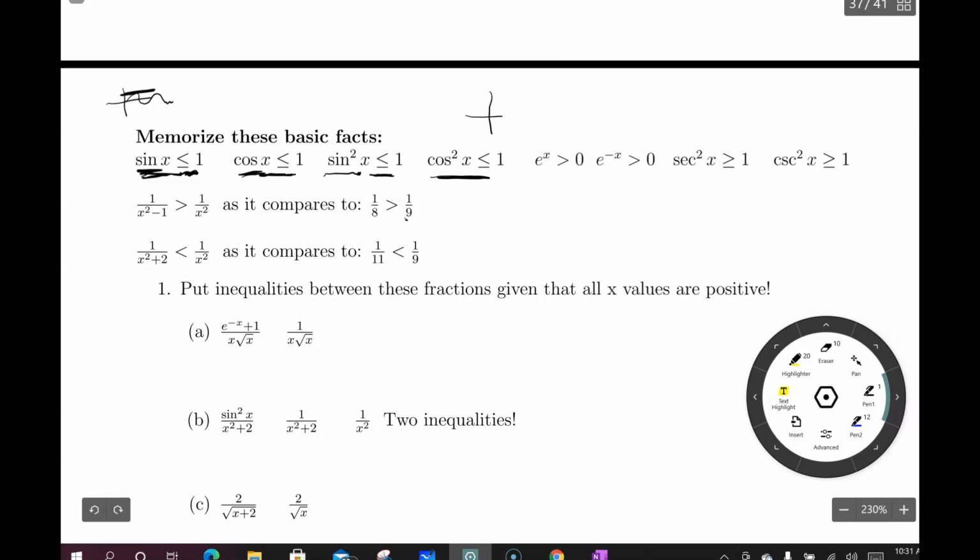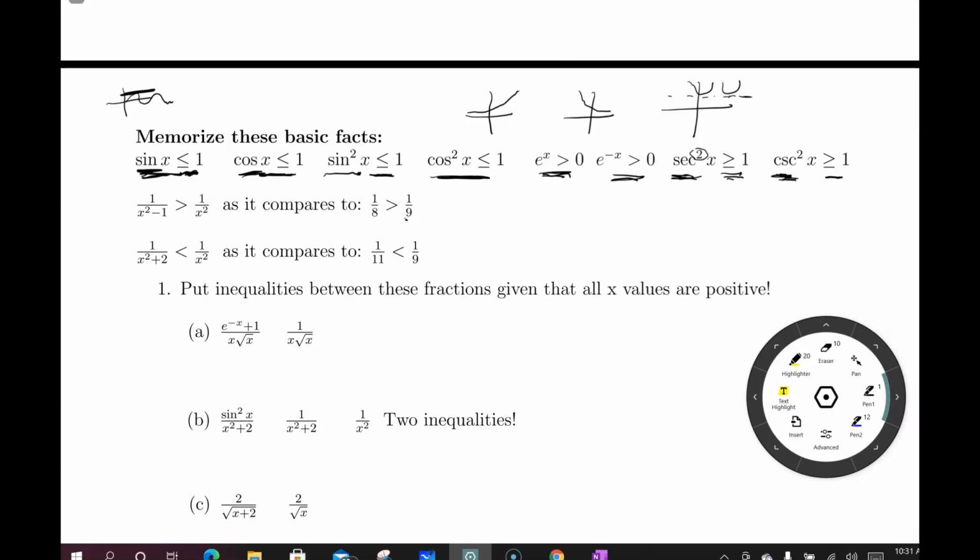So e to the x, let's think about the graph of e to the x. It's always bigger than 0, as is e to the negative x. That's always bigger than or equal to 0. So secant and cosecant, those are the cups that come off of cosine or sine. When I square those cups, all of those cups stay above the x-axis, even above 1, right? And the cups look a little different with cosecant, but they're always above 1. So these are facts that I'm going to want you to know.